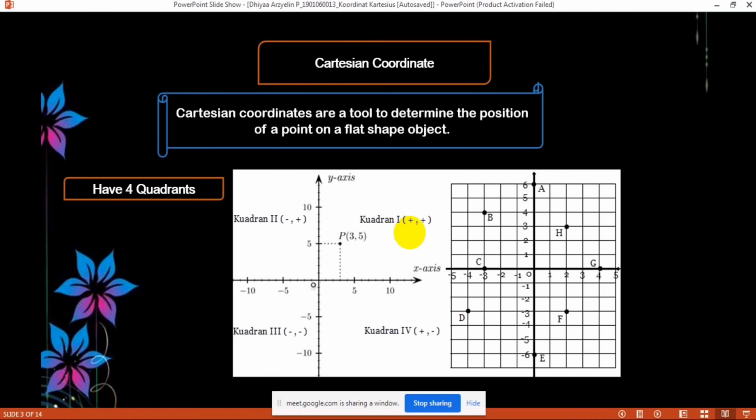Quadrant 1 have positive in x-axis and positive in y-axis. Quadrant 2 have negative in x-axis and positive in y-axis. Quadrant 3 have negative in x-axis and negative in y-axis. Quadrant 4 have positive in x-axis and negative in y-axis.